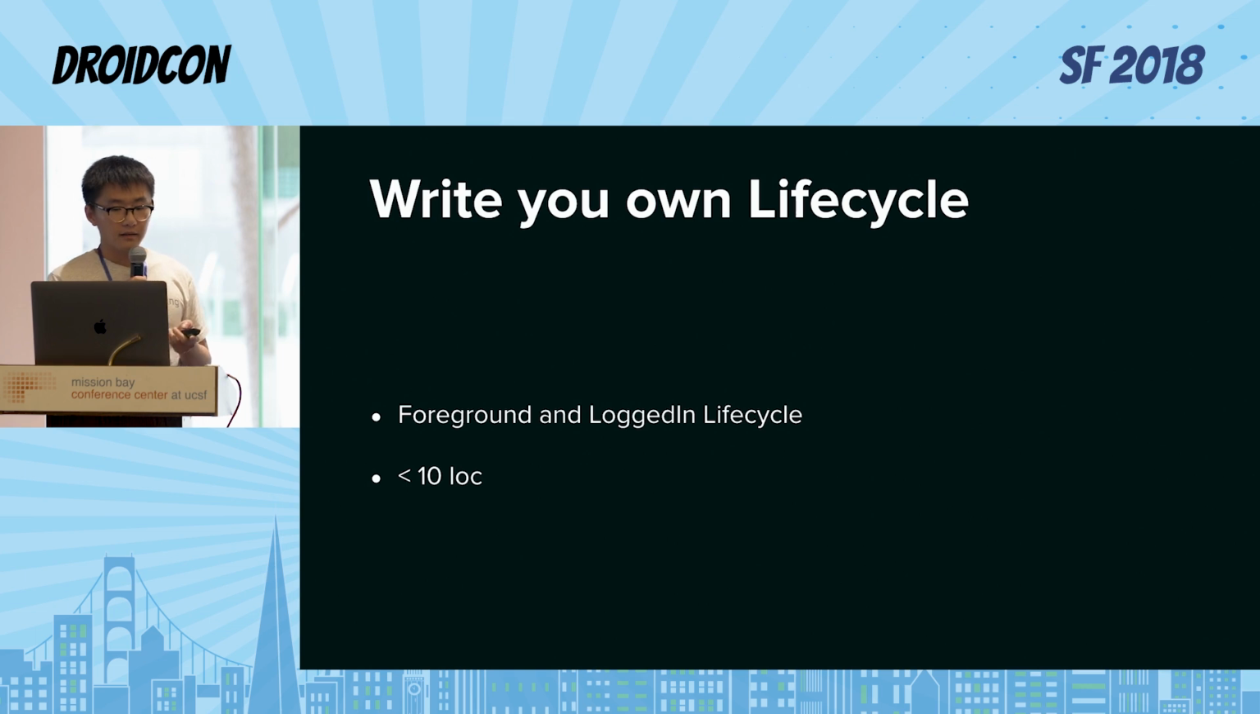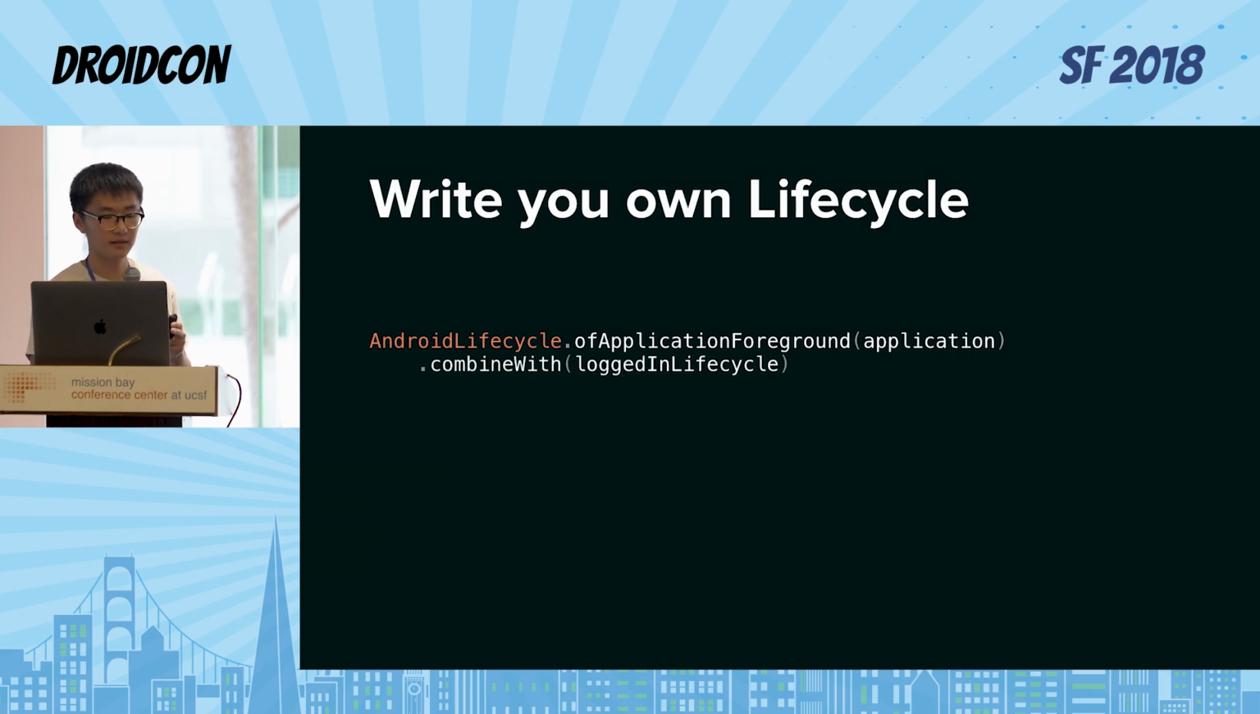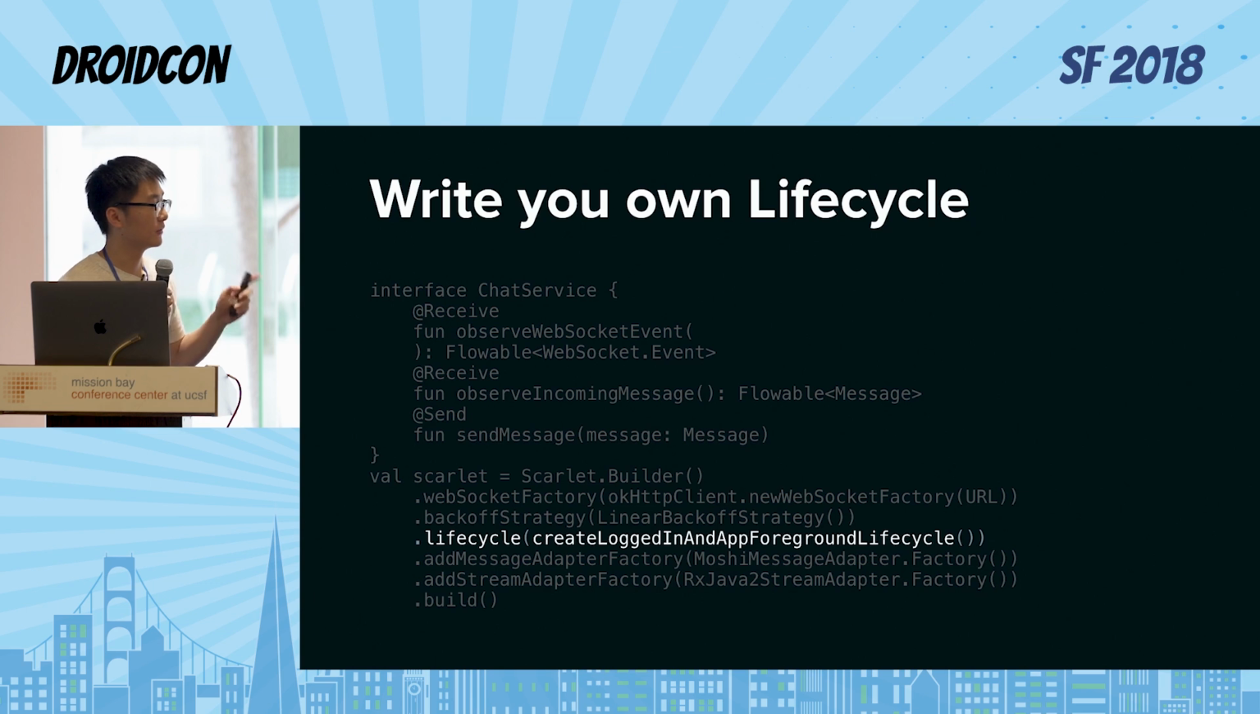And at Tinder, our WebSocket connection is only enabled when the user is logged in. If you want to further scope down your WebSocket connection to when the app is in foreground and the user is logged in, you can do it in less than 10 lines of code. First, you need to grab the built-in lifecycle plugin that describes when the app is in foreground, and write your own lifecycle plugin that represents when the user is logged in. Then you can simply combine these lifecycles, and Scarlet will only connect to the server when the app is in foreground and when the user is logged in. Let's wrap it in a function and pass it to the builder.